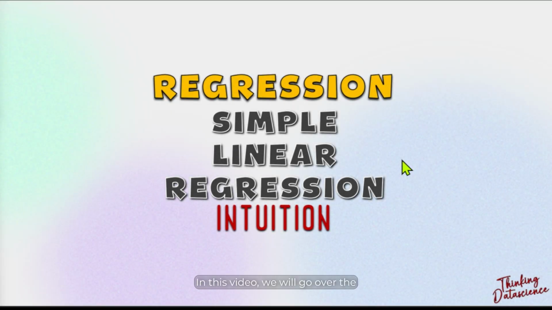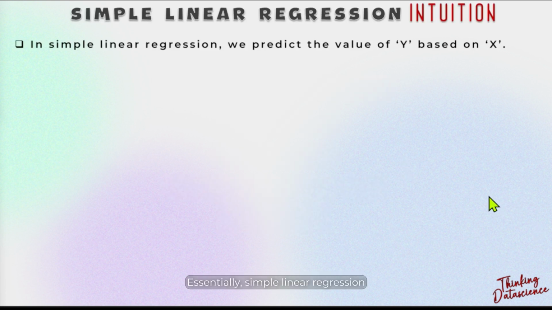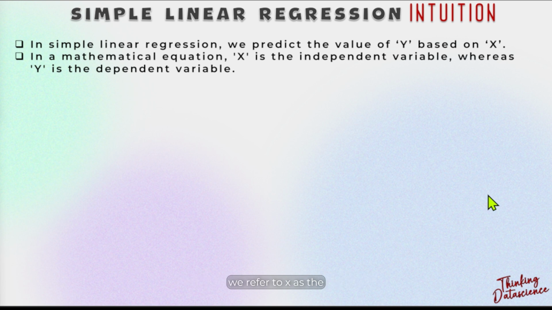In this video, we'll go over the fundamentals and intuition of simple linear regression. Essentially, simple linear regression helps us to predict the value of one variable y based on another variable x. Generally, we refer to x as the independent variable and y as the dependent variable.